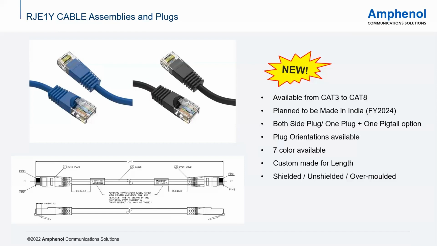We have RJ cables, simple patch cords, or you can say Ethernet cables, ranging from Cat3 to Cat8. Cat8 was a recent launch, which can handle data up to 40 gigs. These cables are planned to be made in India by the end of this year.